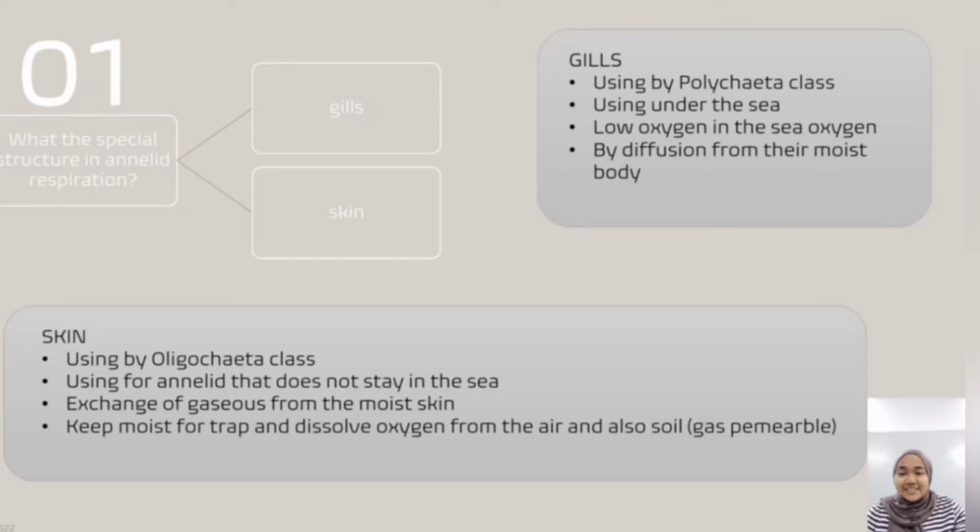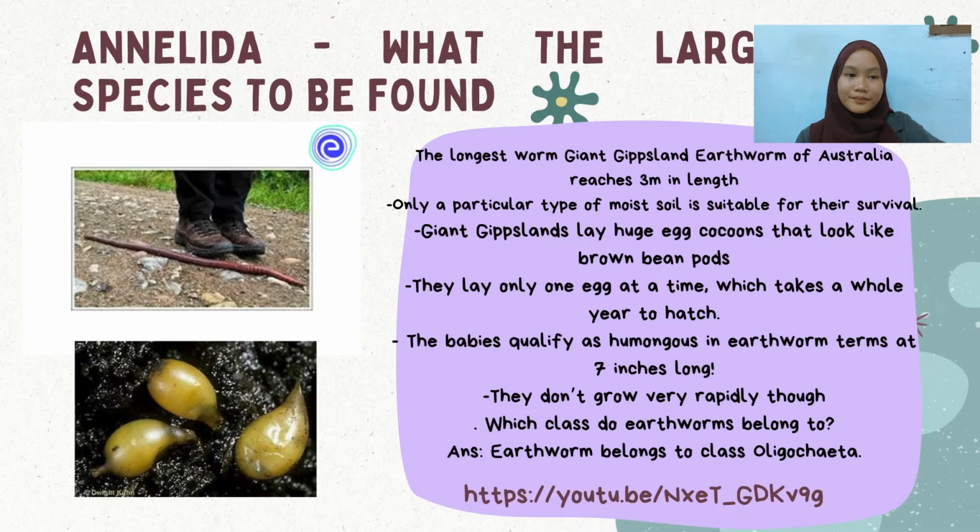Next, the second structure is skin. This skin is used by annelids that don't stay in the sea. So the Oligochaeta class uses skin for their respiration. The skin works by exchange of gases through their moist skin. We know that the annelid skin is moist, right? So they exchange the gas through that. The moisture helps trap and dissolve oxygen from the air and the soil, which is called gas permeable.